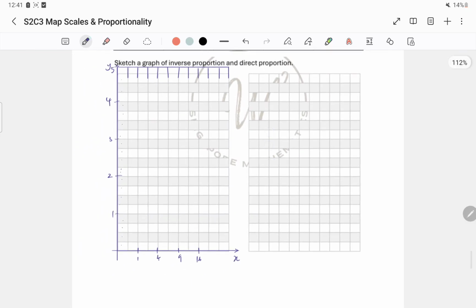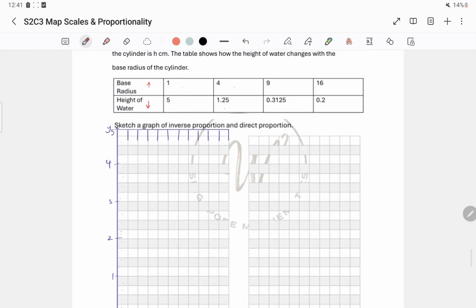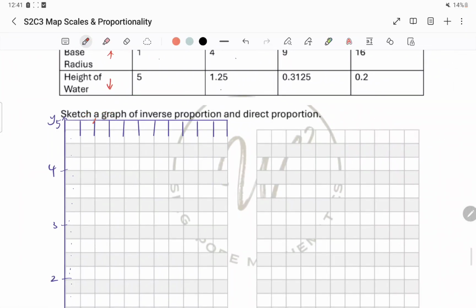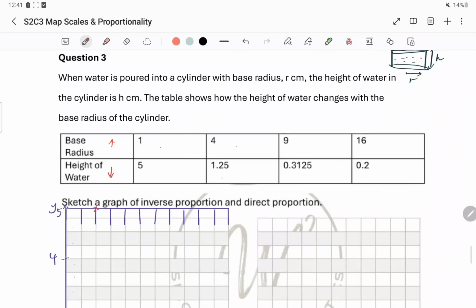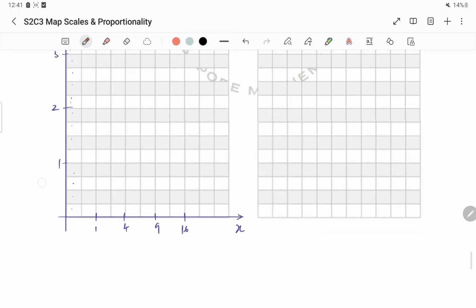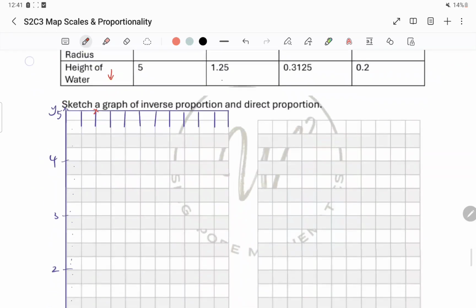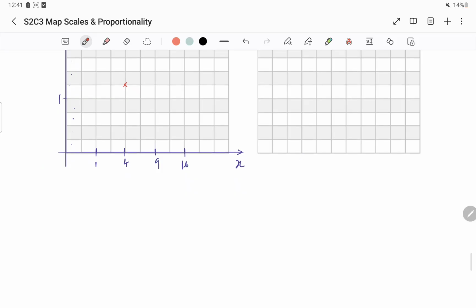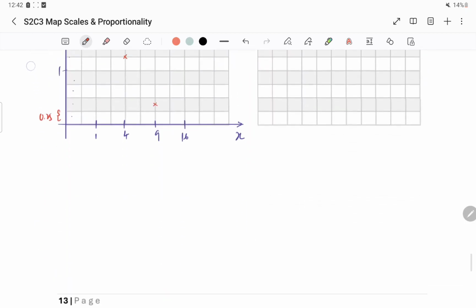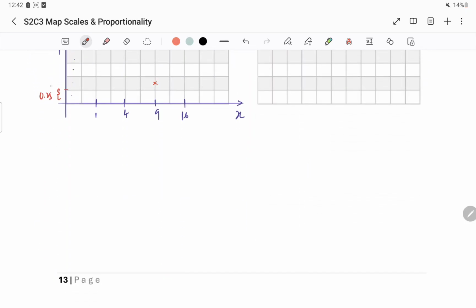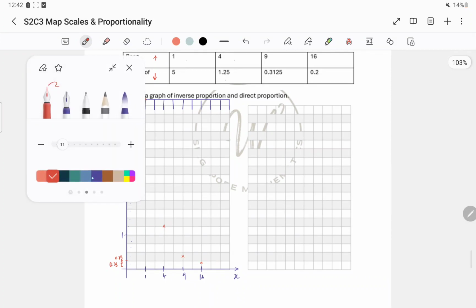So how does this work? Let's say for example, when x equals 1, the height of the water is 5, so it will be here. And then when x equals 4, when it increases, it should drop all the way until 1.25, so it will be here. Then after that it goes down to 0.3125. For this one, one box is 0.25, so 0.3 will be somewhere around here. Then the rest is 0.25, so we know that here is 0.25, so it will be somewhere here. Can you see how the graph looks like? The graph is a curve.